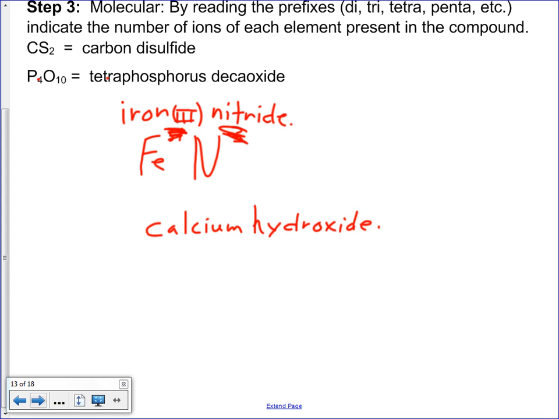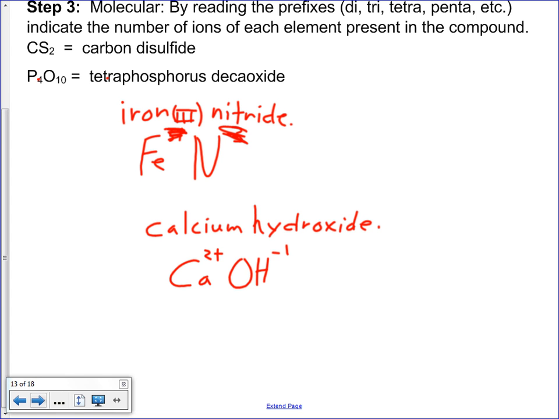Has a polyatomic ion in it. Is it an ionic compound? Yes, it is. Okay, so I write down calcium and its charge, just like I do for any other. And then I write hydroxide, OH, and its charge is -1. Can I drop and swap? The answer is yes. I can drop and swap. It's an ionic compound. Okay?